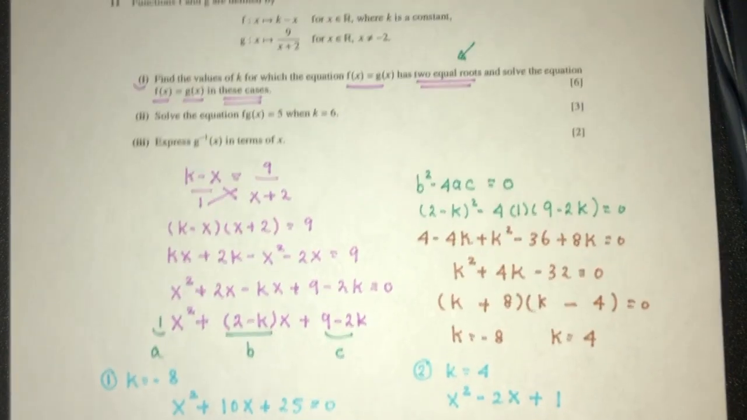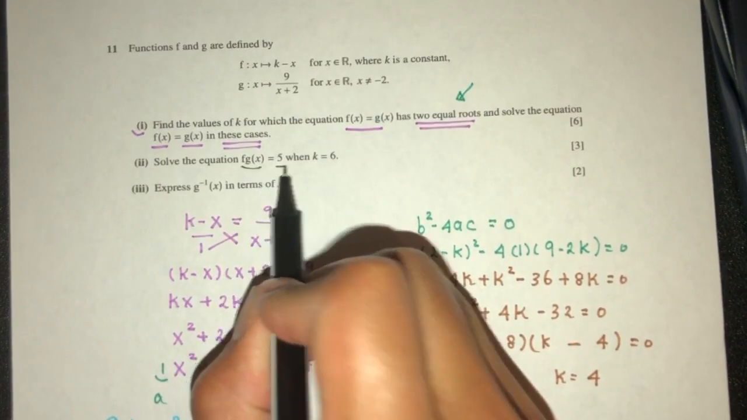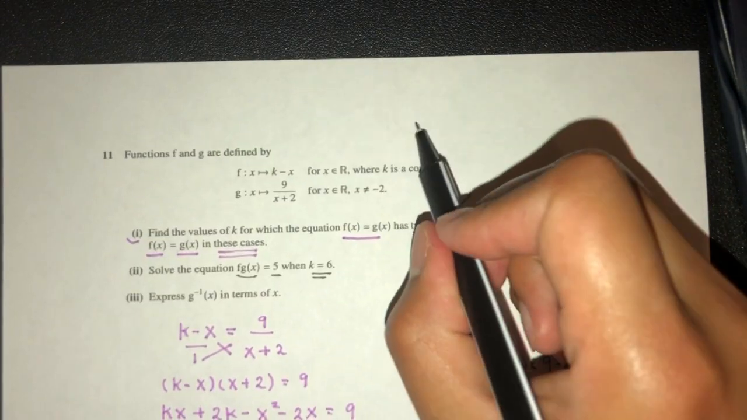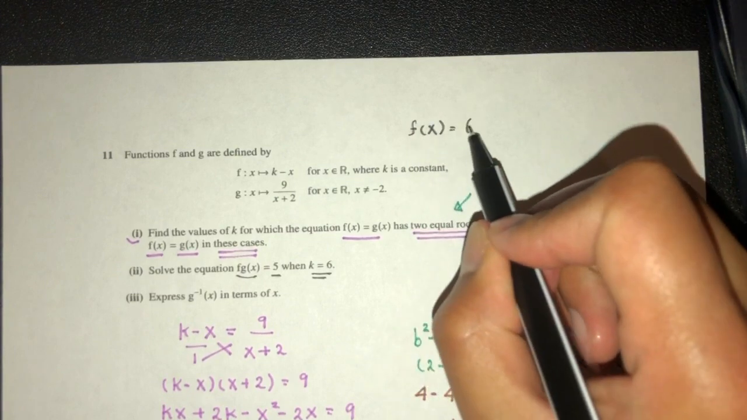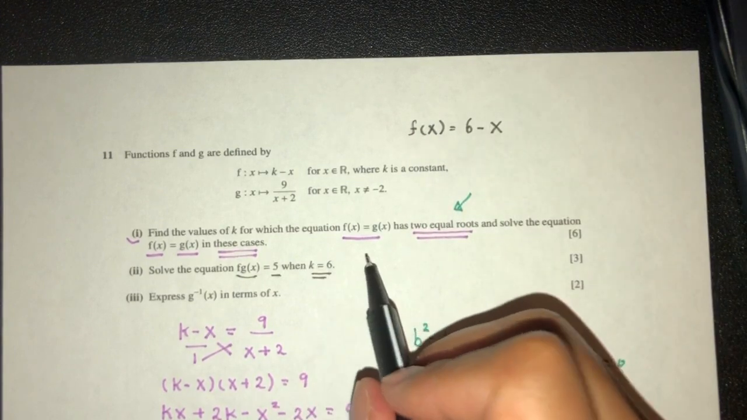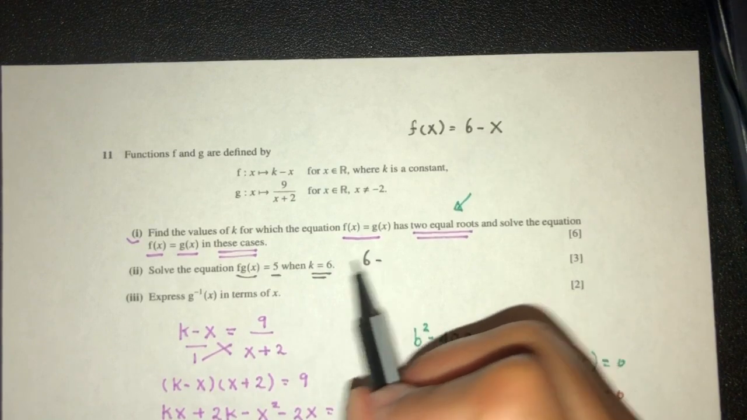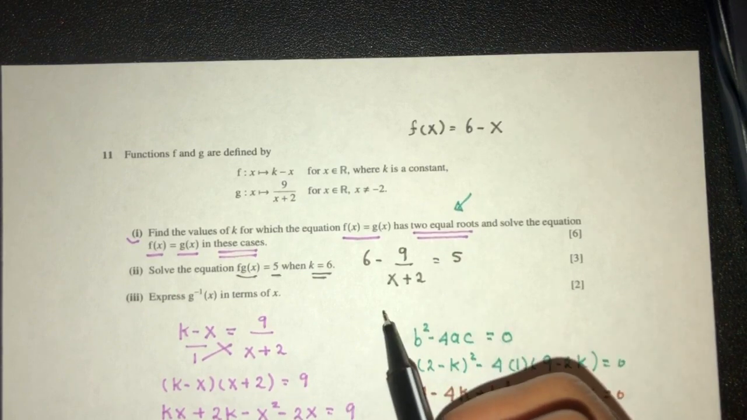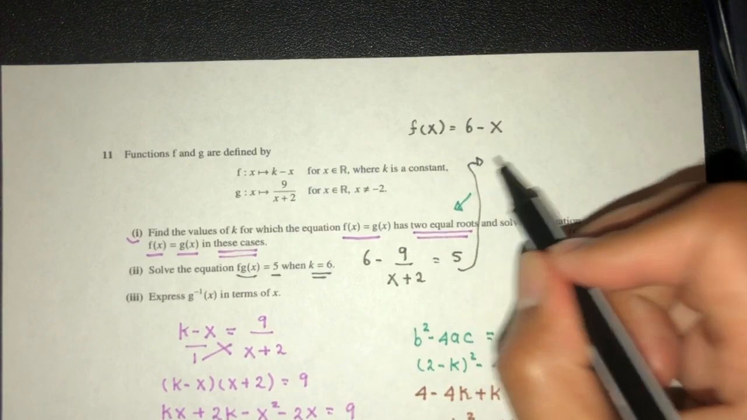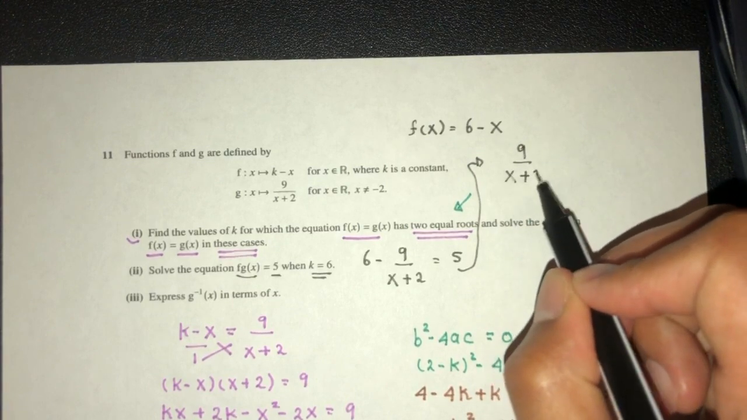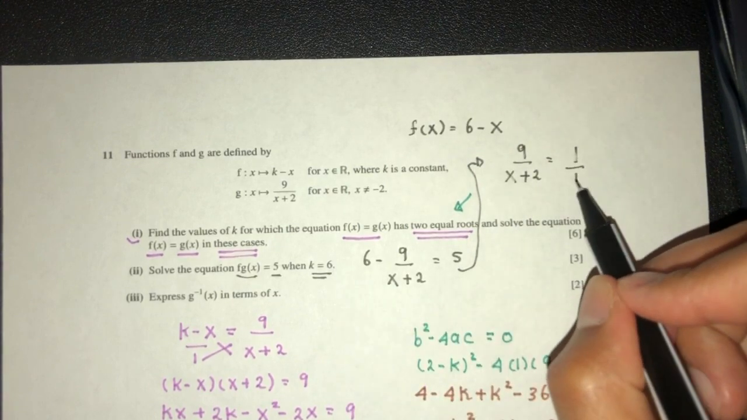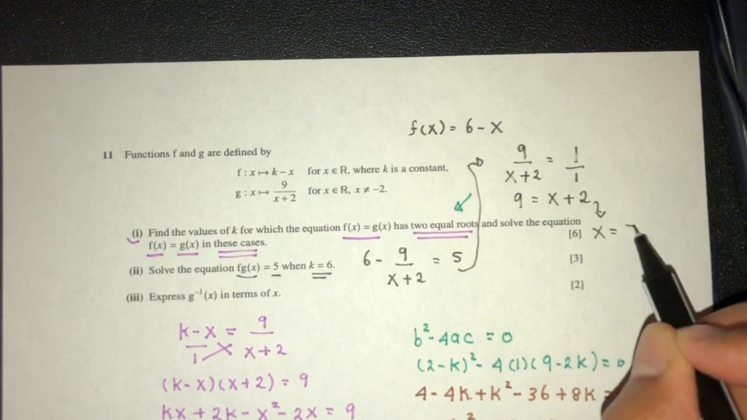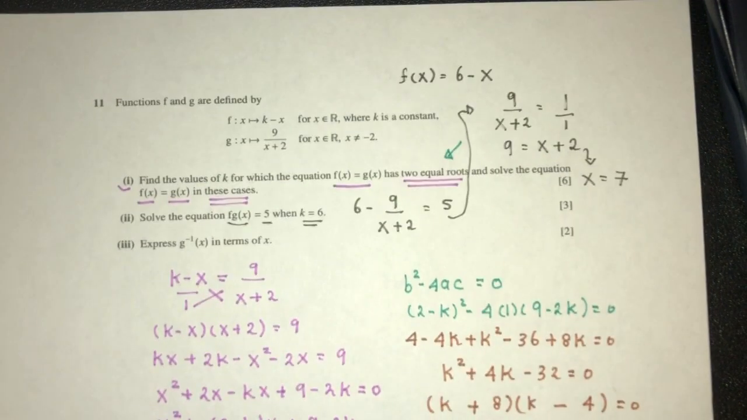Now for part 2, we have to solve the equation given k is 6. Okay? So right now f of x is equal to 6 minus x because given k is 6. Now, this will be 6 minus x, that should be 9 over x plus 2, equal to 5. So from this, 6 minus 5 is 1, so cross multiply, you have 9 equal to x plus 2. From this, you will have x equal to 7. Okay, this is 7, for part 2.